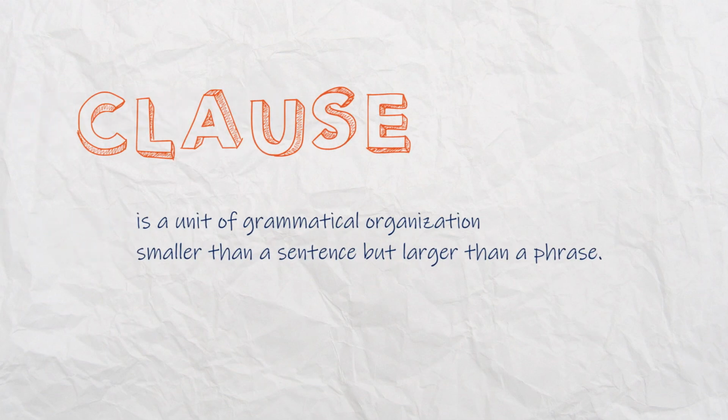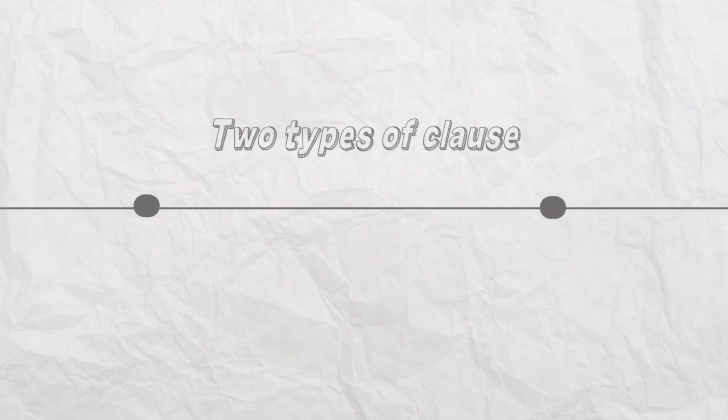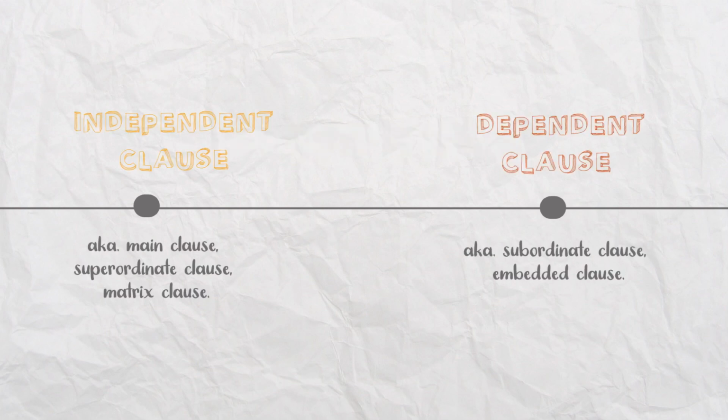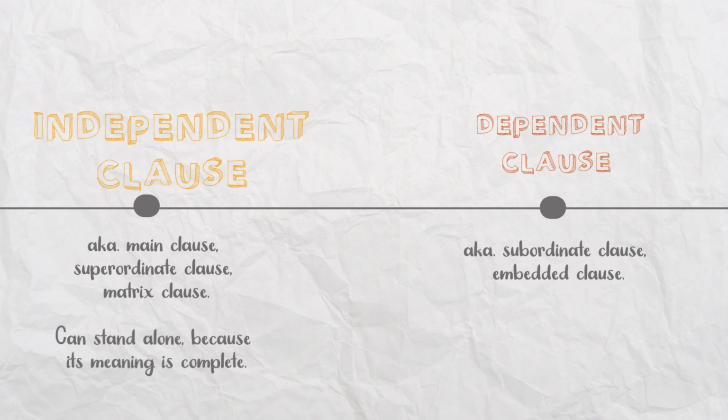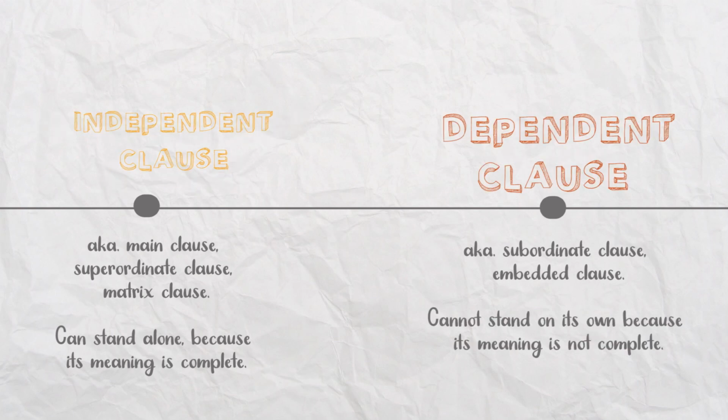A clause is a unit of grammatical organization that is smaller than a sentence, but larger than a phrase. There are two types of clause: it's either a dependent clause or an independent clause. It kind of tells you what it does, in the sense that an independent clause can stand alone because its meaning is complete. A dependent clause, on the other hand, cannot stand on its own.